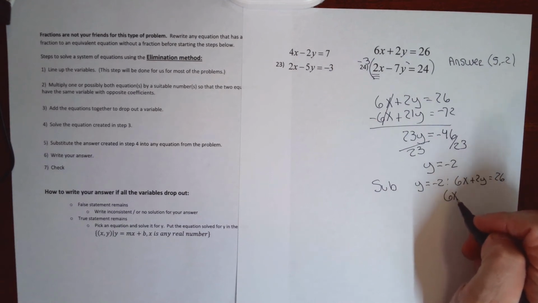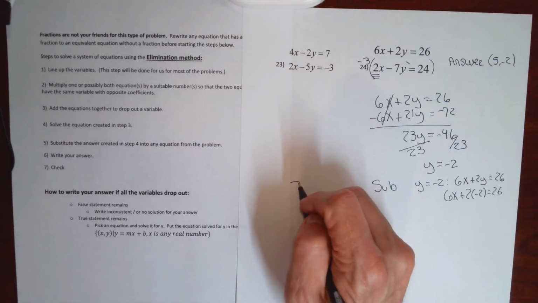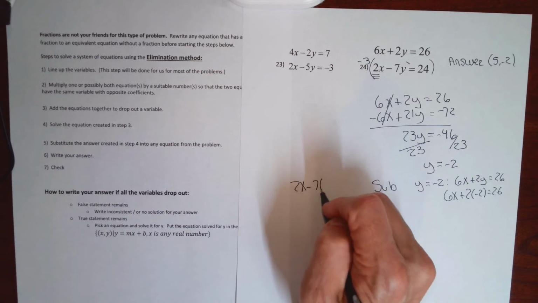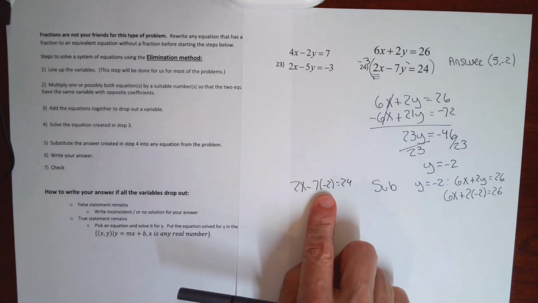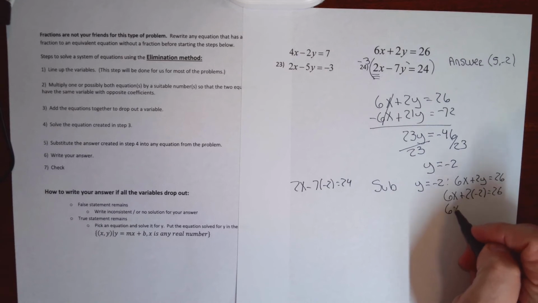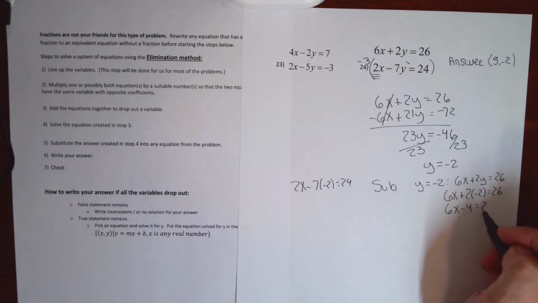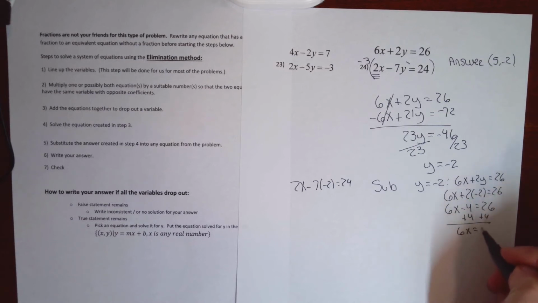So I'm going to go 6x plus 2 times -2 equal to 26. You could have done this. You could have said it's 2x minus 7 times -2 equals 24. You could have substituted into the bottom equation and get exactly the same answer. This way gives me 6x minus 4 equals 26. I add 4 to both sides and get 6x equals 30. And divide by 6 and get x equal to 5.